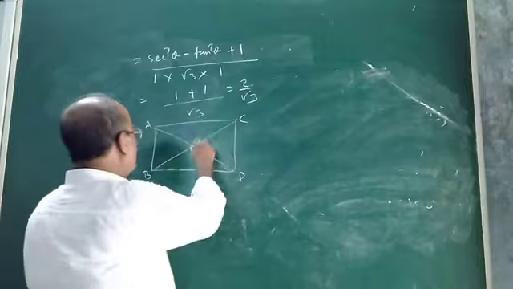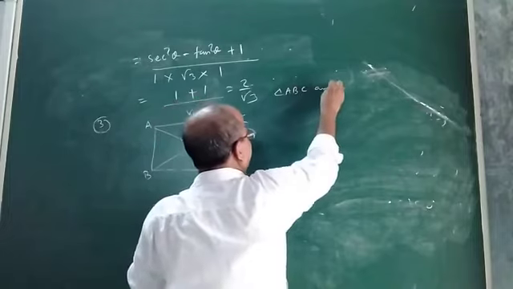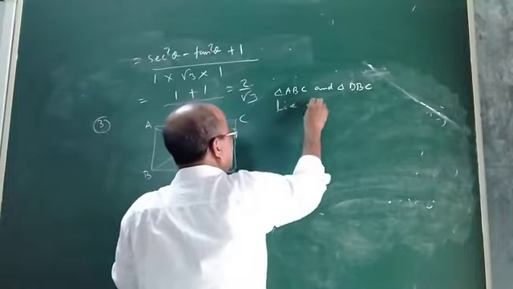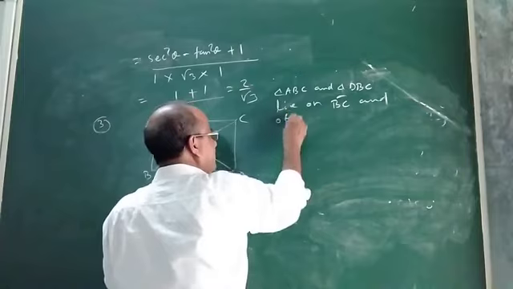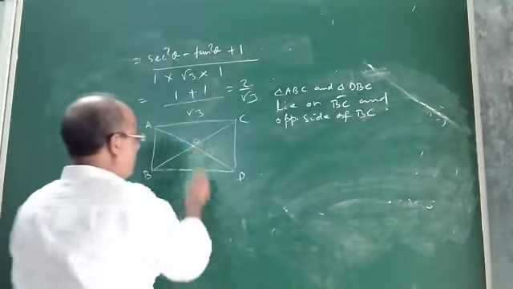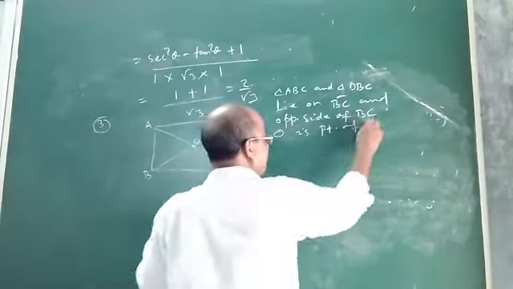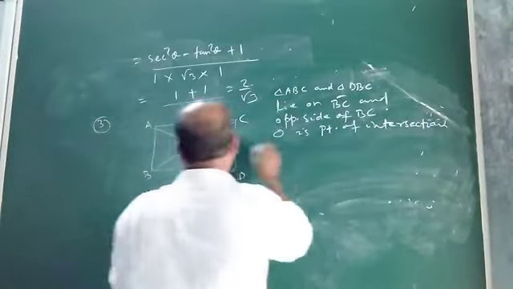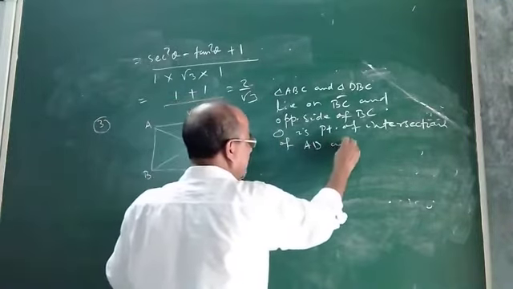Then how to prove? That means the question is like this. You see, triangle ABC and triangle DBC suppose lie on BC and opposite side of BC. You see, opposite side of BC. Okay. Now O is the point of intersection. Whose point of intersection? It is the point of intersection of AD and BC. Okay.